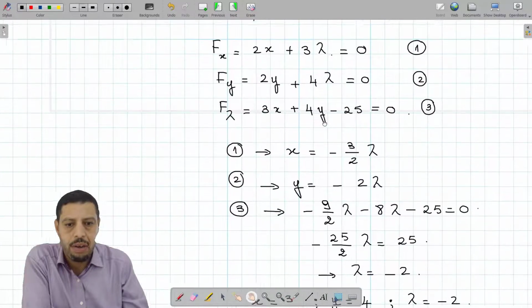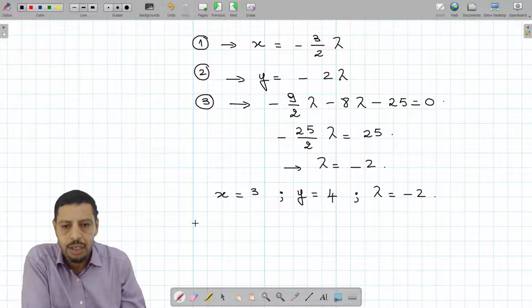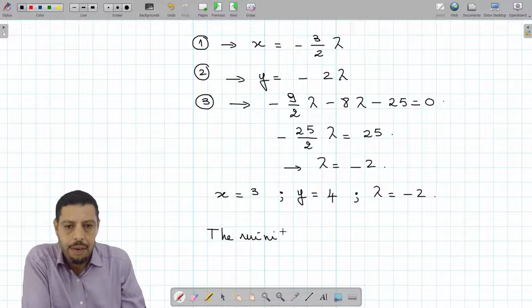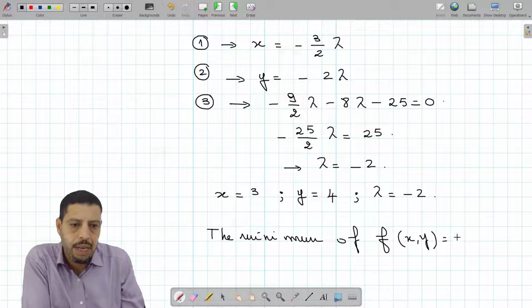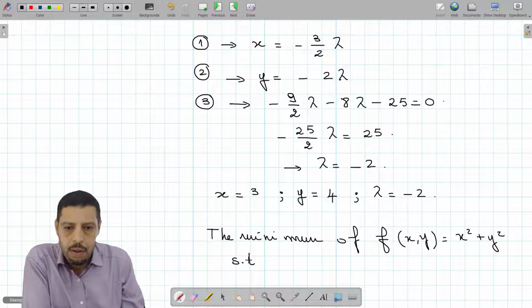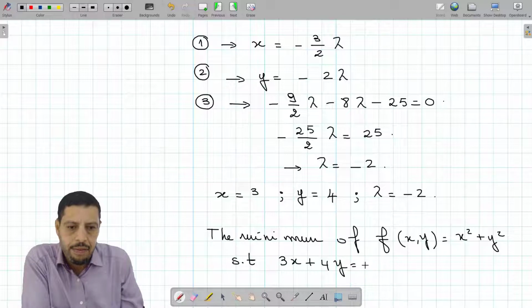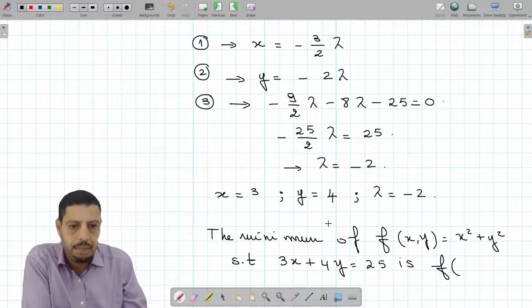Okay, so let's write the conclusion for this first question. We're going to write that the minimum of the function f of x and y equals x squared plus y squared, subject to 3x plus 4y equals 25, is f of x, y, which were found previously. It means f of 3, 4.